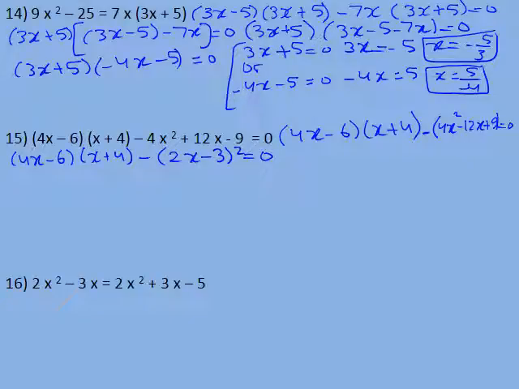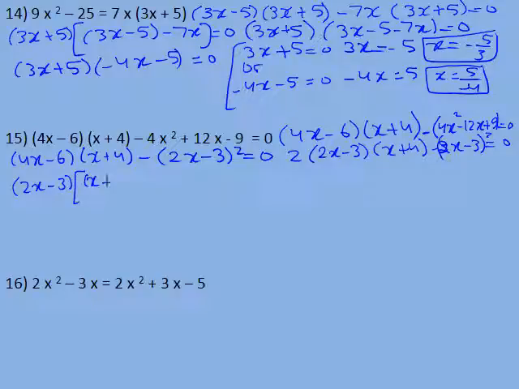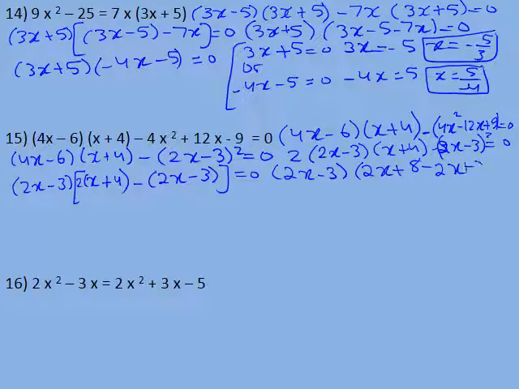Can you see like terms? So what do you see in the first parenthesis? A common 2. Yes, 2(2x - 3)(x + 4) - (2x - 3)² = 0. Yes, we take common 2x - 3: (2x - 3)[2(x + 4) - (2x - 3)] = 0. Yes, (2x - 3)(2x + 8 - 2x + 3) = 0.